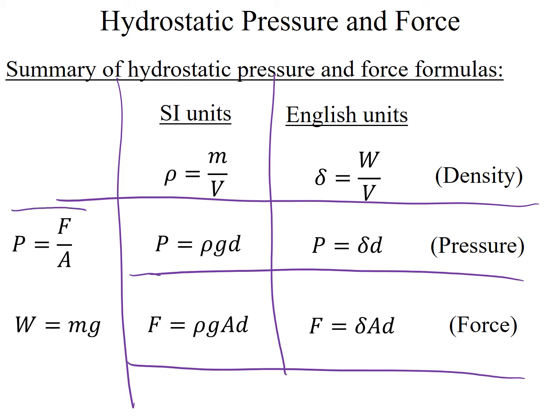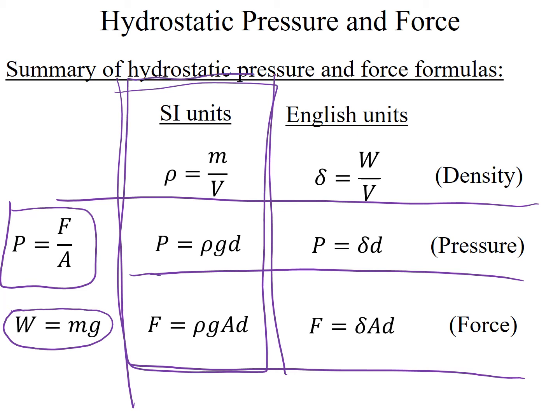This is just the formula for pressure. This is always true. And this is the formula for weight. If you know the mass, the weight of something is mass times g. But the formulas we're going to need when we're doing problems in SI units are these 3 formulas. This is the formula for the density.